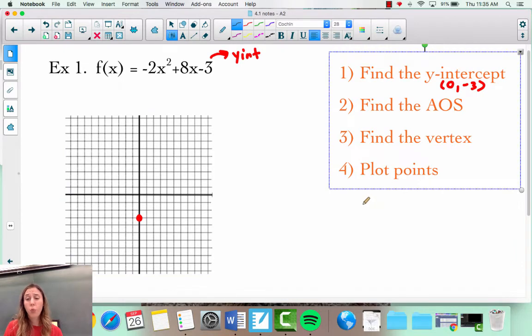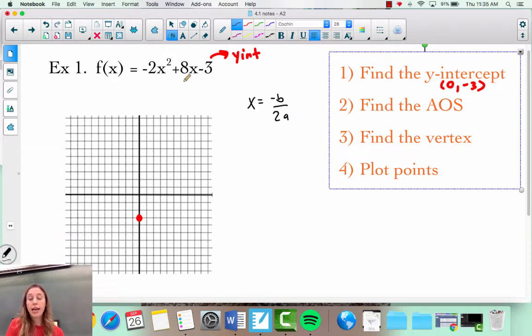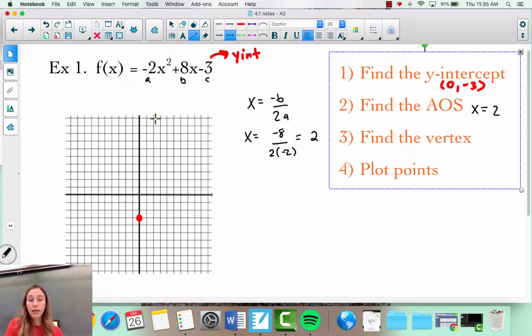Once you find the y-intercept, you need to find the axis of symmetry. If you remember, we said that that equation was x is equal to opposite of b over 2a from the last slide. We're just going to plug in b and a into our formula. So here's a, here's b, here's c. So we'd have x is equal to negative 8 over 2 times negative 2. Simplifying that, we get positive 2. So this means our equation for the axis of symmetry is x is equal to 2. And you could just graph that line here, straight up and down, a vertical line.